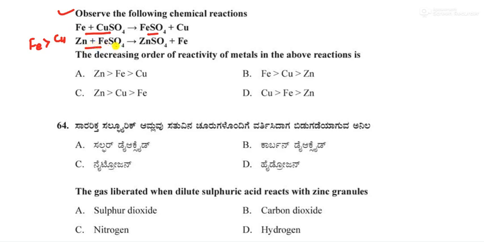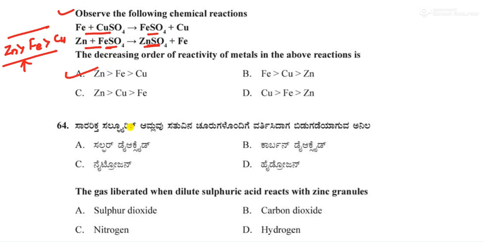Next, here if you see, zinc has replaced iron, correct? So it means zinc is more reactive than iron. So this is the data which we can get from this reaction. Now read the question. The decreasing order of reactivity of the metals in the above reaction. Decreasing means the highest, then medium, then the lowest. So it is Zn, Fe, Cu. So option number A is matching with that, and that is our right answer.